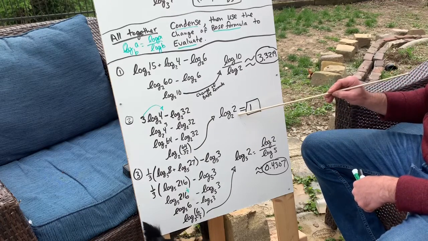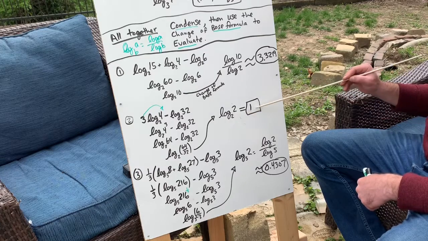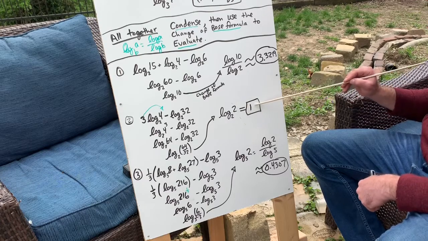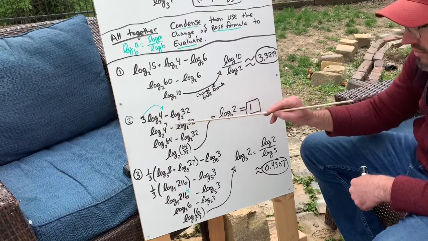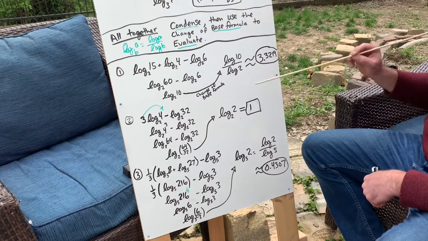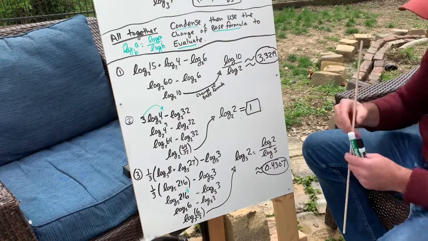Now, I could use the change of base formula here and type it into my calculator. My calculator will tell me that it's 1. Or I could use that general property that says, when the base and the input match, it just equals 1. So the value of this expression does just equal 1. And I'm done here. I condensed. Well, I didn't have to use change of base, but then I evaluated.